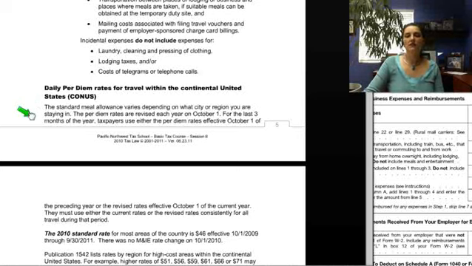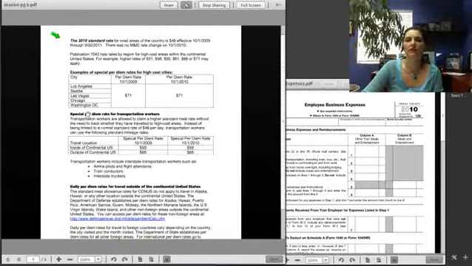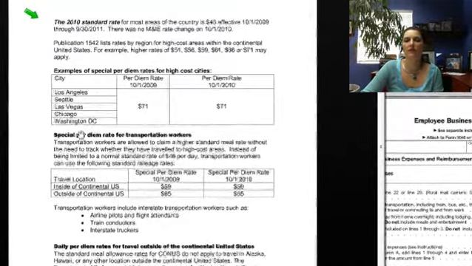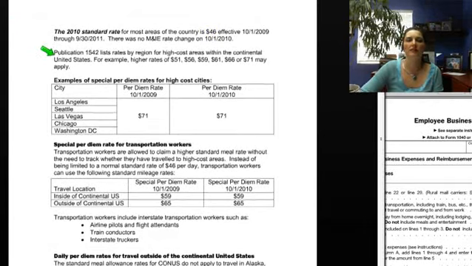For the last 3 months of the year, taxpayers either use the per diem rates effective October 1st of the preceding year or the revised rates effective October 1st of the current year. They must use either the current rates or the revised rates consistently for all travel during that period. The standard rate for most areas of the country for all of 2009 and 2010 has been $46 a day. And IRS has a publication 1542 that does list rates by region for high-cost areas.